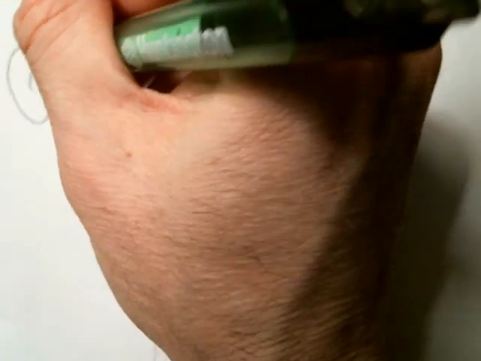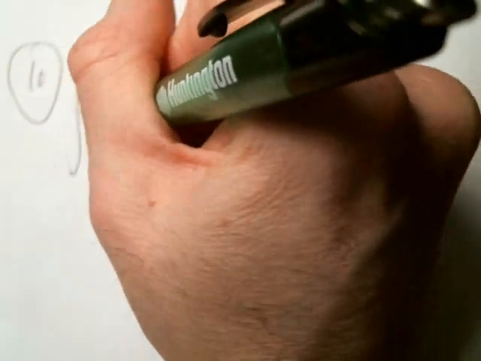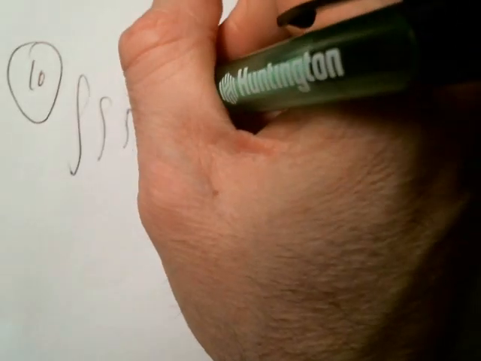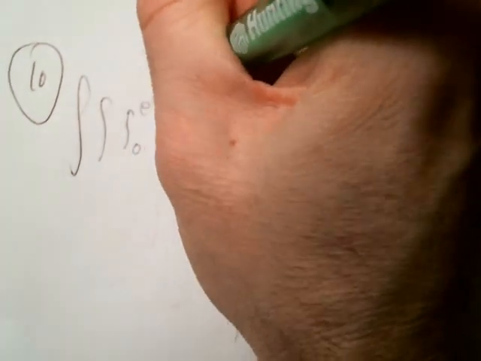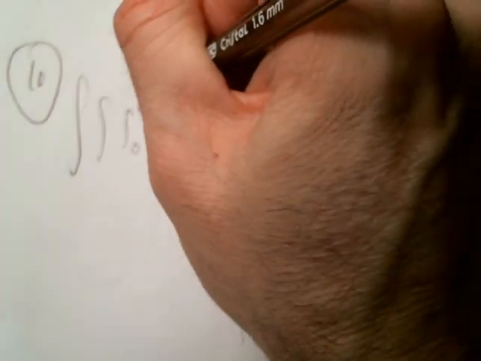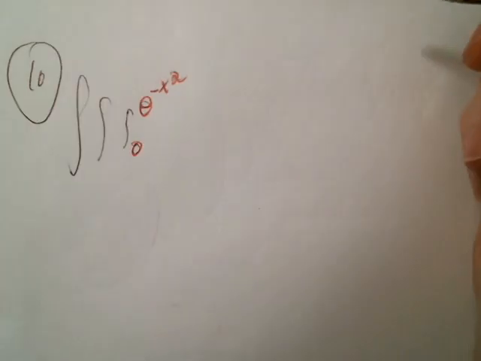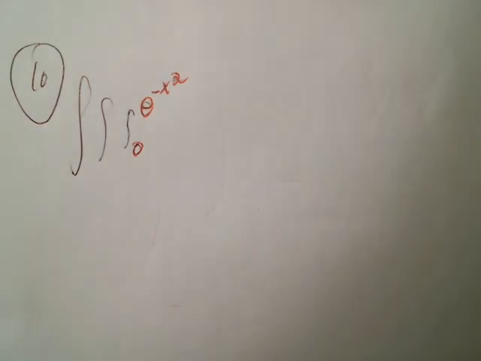Now we have to evaluate this integral that's already been rewritten. 0 to e to the negative x squared. Another pen bites the dust. 0 to e to the negative x squared. Hopefully you can read that. Maybe a different color is in.